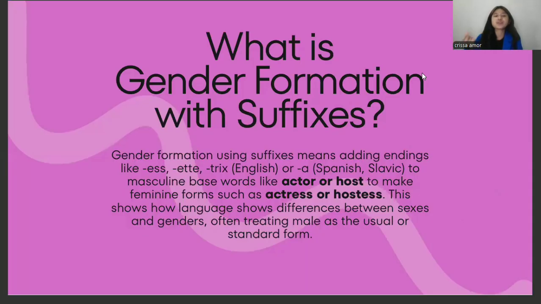Gender formation using suffixes means adding endings like s, ess, and trix in English, or a in Spanish or Slavic, to masculine base words like actor or host to make feminine forms such as actress or hostess. This shows how language shows differences between sexes and genders, often treating male as the usual or standard form.